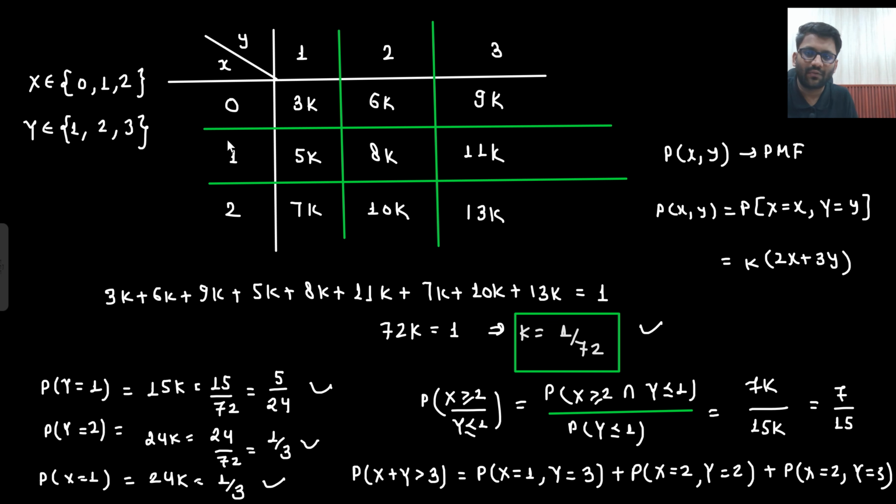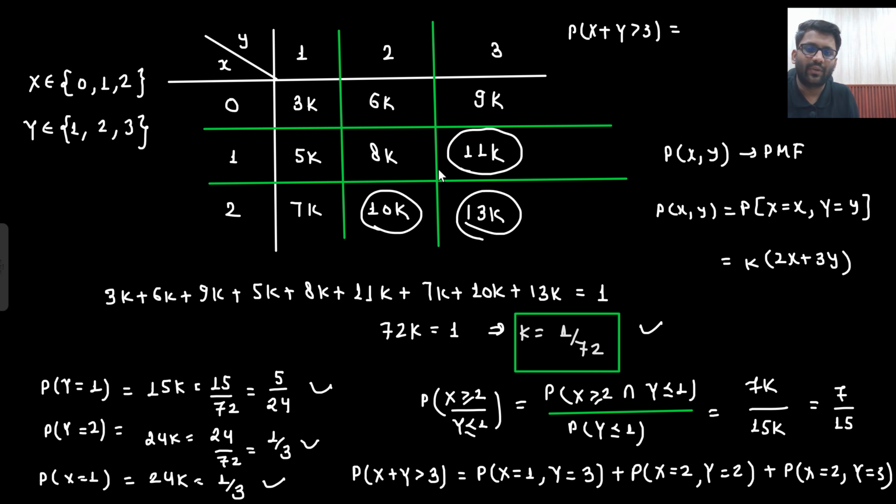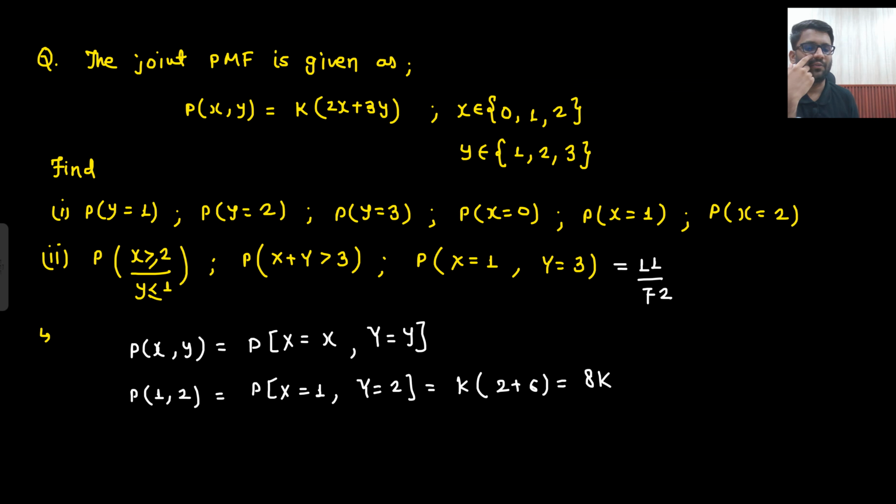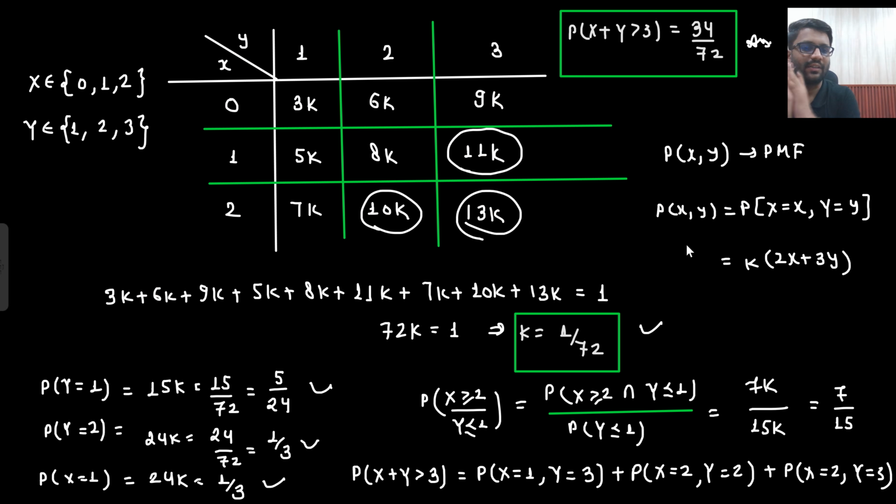So 1 3, 2 2, and 2 3. These cases can come. So what will be the answer of the probability of x plus y greater than 3? That would be 34k, 34 by 72. This will be the answer. Okay, this is the answer. 34k, 34 by 72. Very easy question. You just need to make the table and your job is done. Just make the table and everything is done. Well and good.